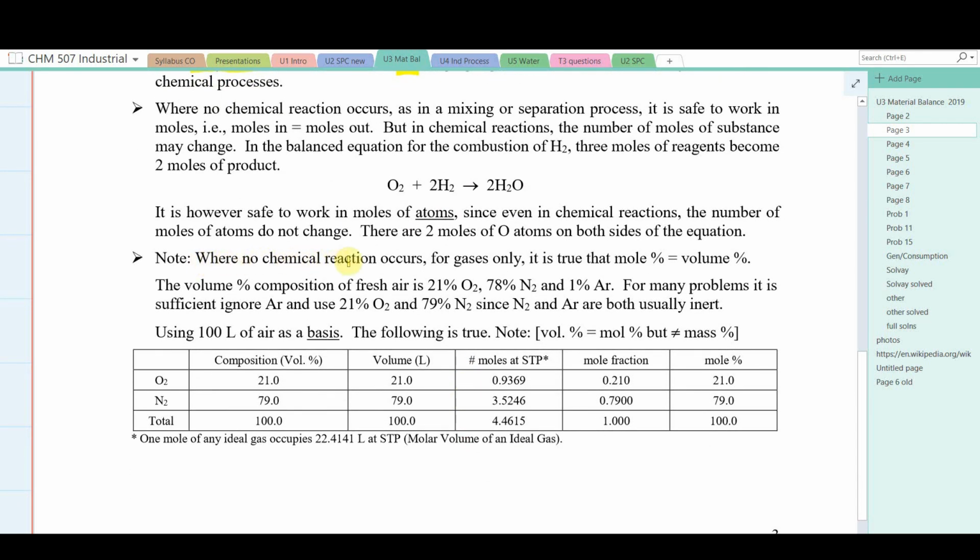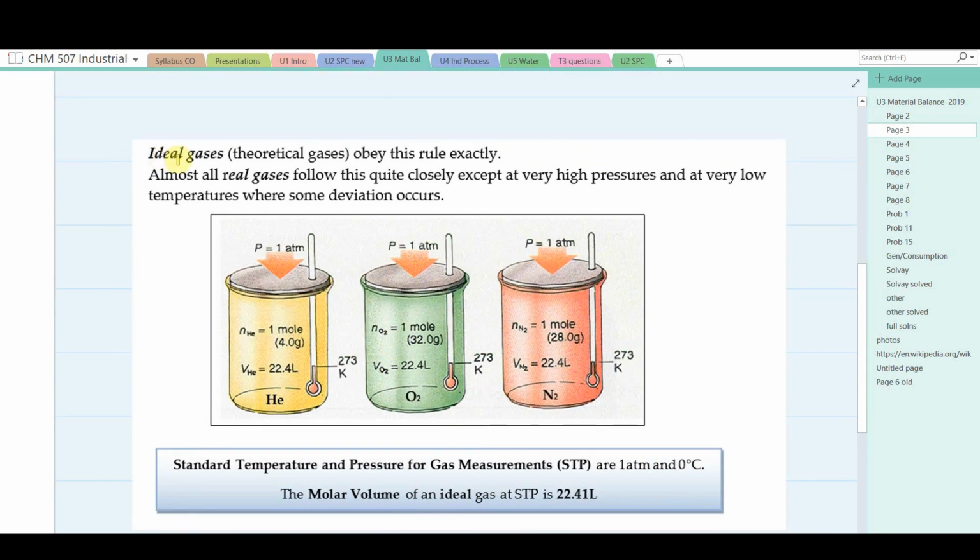When no chemical reactions occur, and this is for gases only, it is true that mole percent equals volume percent. What's that about? Recall the ideal gas law. It says that at standard temperature and pressure, the molar volume of any gas, and most gases are ideal, at STP is 22.4 liters. So if I have a mole of helium, it occupies 22.4 liters at STP. And a mole of oxygen, it occupies 22.4 liters at STP, irrespective of their masses.